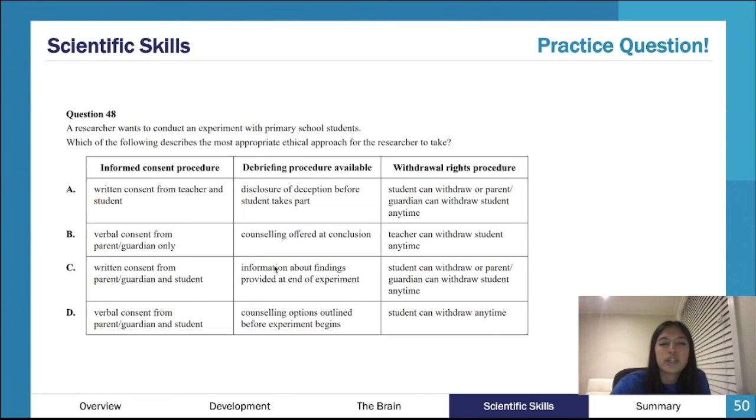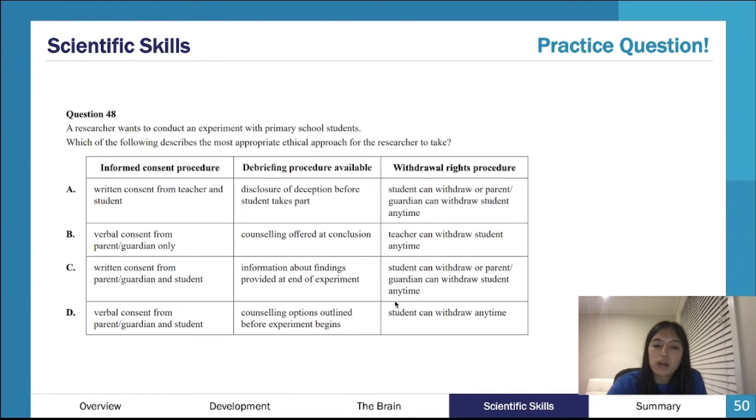Counselling offered at conclusion, again, only if necessary. If this experiment isn't causing any kind of major psychological trauma or anything like that, probably not necessary. Whereas information about findings provided at the end of the experiment, pretty valid there. Again, wouldn't make sense to outline counselling options before the experiment, again, valid, but only in the setting that it's necessary. So again, this one is looking like the best option.